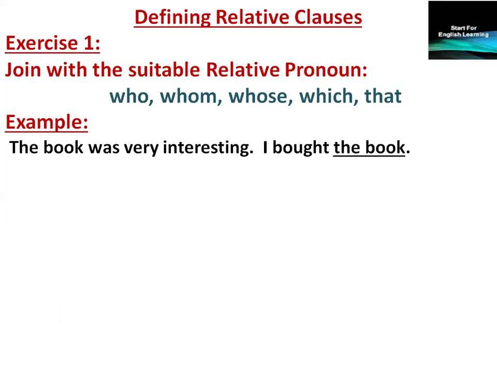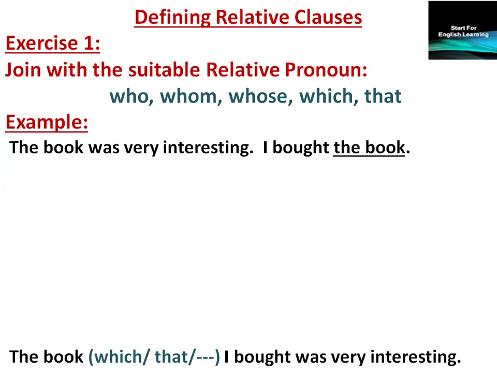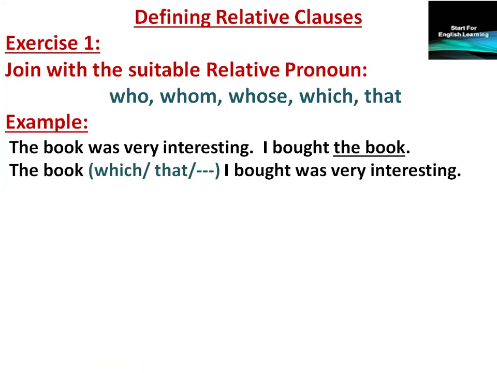So the options we have are: the book which I bought was very interesting, or the book that I bought was very interesting, or the book and nothing, I bought was very interesting. The book I bought was very interesting. And don't forget to put the full stop at the very end of the sentence. Dashes mean nothing. Now you can answer the rest of this exercise on your own. You'll find the answer after each question.